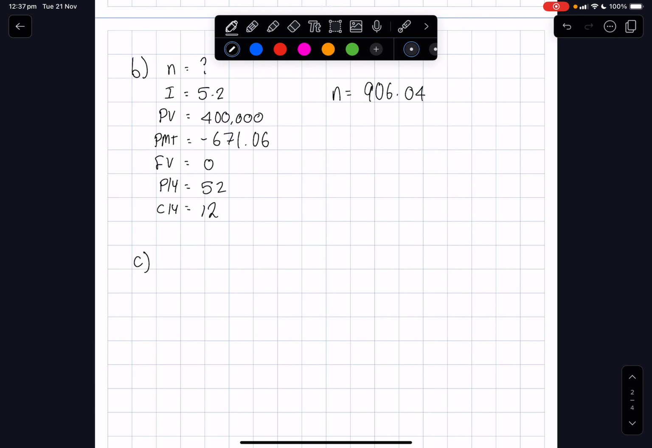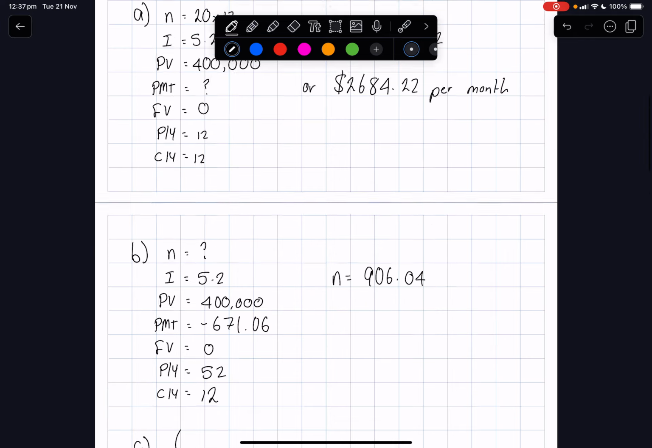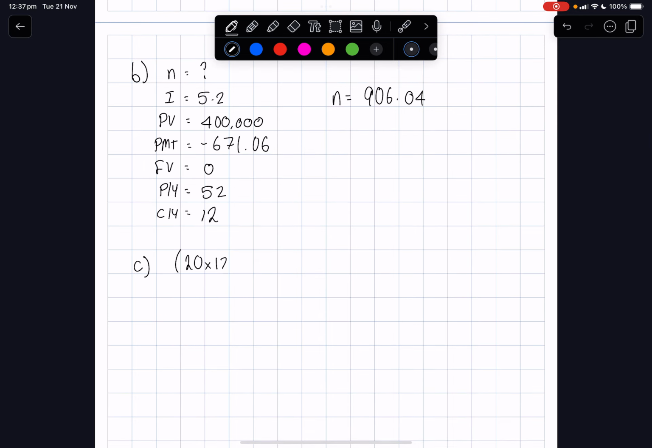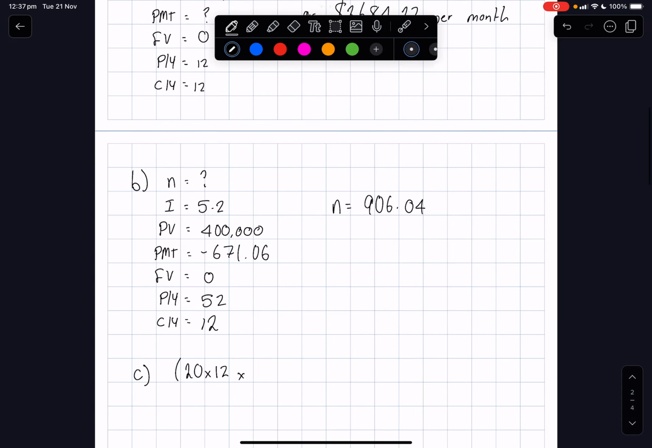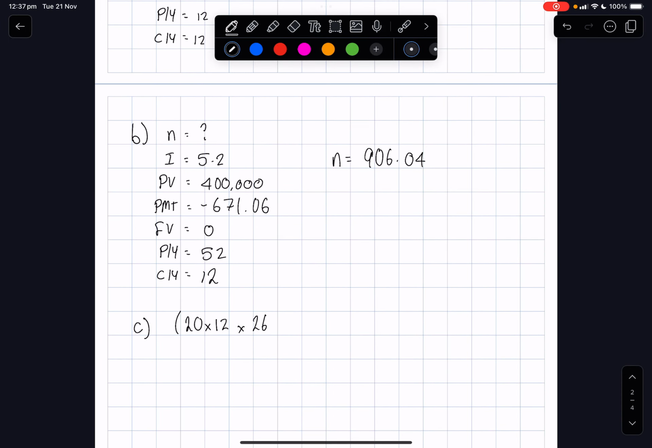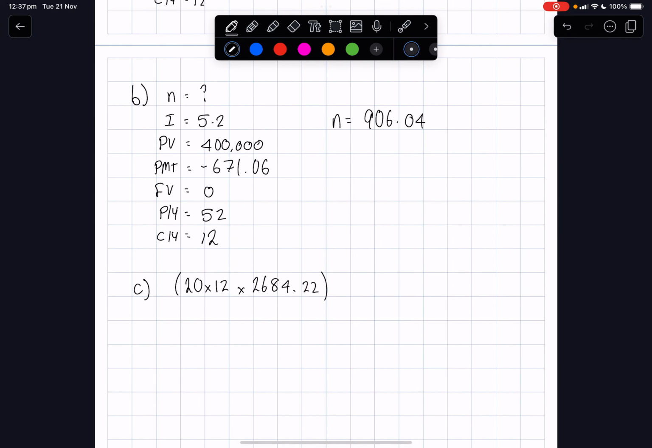Now, how much interest was saved? We need the total repayments before we changed our frequency. How long it took originally was 20 times 12, and our original PMT was 2684.22. That is before the frequency change, and we're subtracting how much we paid when we changed the frequency of payments. So I've got 906.04, that's how many weeks it took to pay off the loan with my weekly payments, times 671.06. You can see the difference of PMT there.